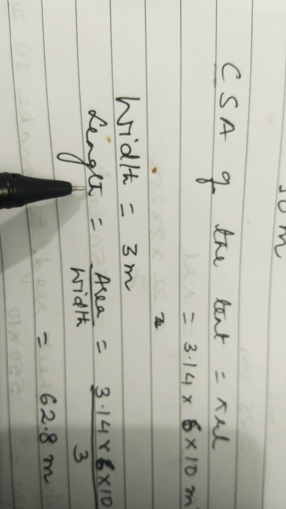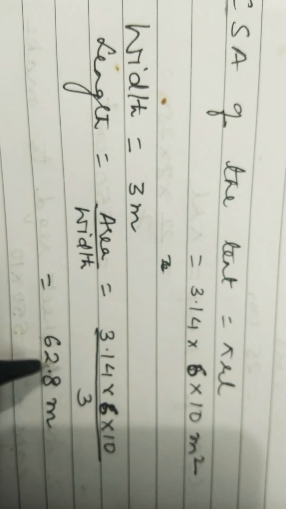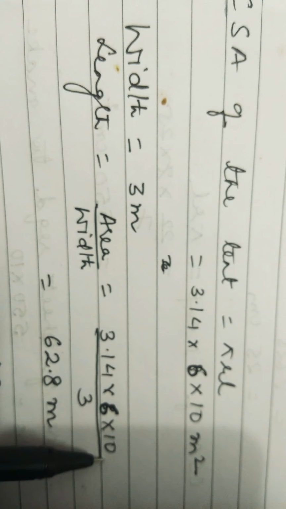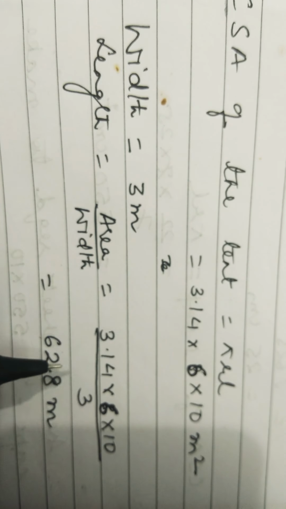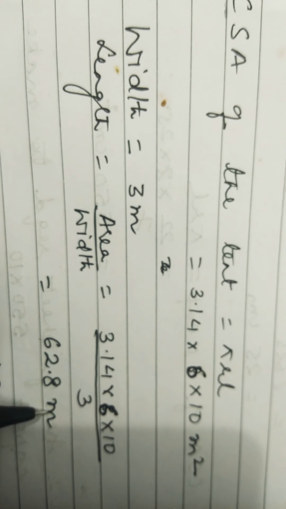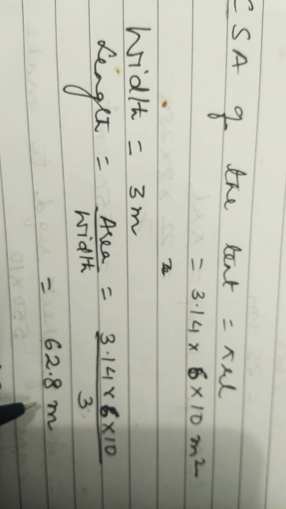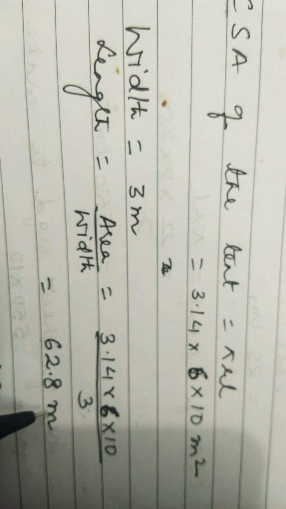We know that area is equal to length into breadth. So length is equal to area by width. Area we have already found, that is 3.14 into 6 into 10, and width is 3. So when you solve it, you will get it as equal to 62.8 meter. 3 ones are 3 and 3 twos are 6. You will just cut it, you will get 62.8 meter.